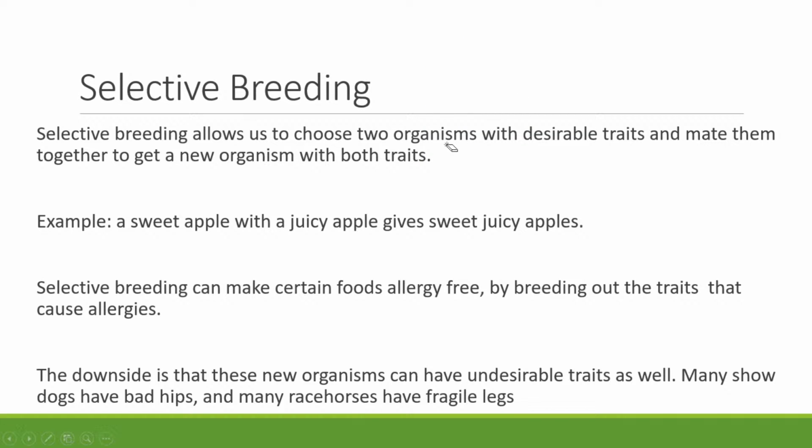It also means that any undesirable traits that the organisms have get passed down, and there's no way to breed those out if we're just looking for the same positive traits and not focusing on negative traits, right? Show dogs with bad hips are an example. Racehorses with fragile legs are an example. You know that certain breeds of dogs have kidney problems. Certain breeds of dogs are more prone to liver problems or to problems with their internal organs because of the way that they have been inbred throughout time.